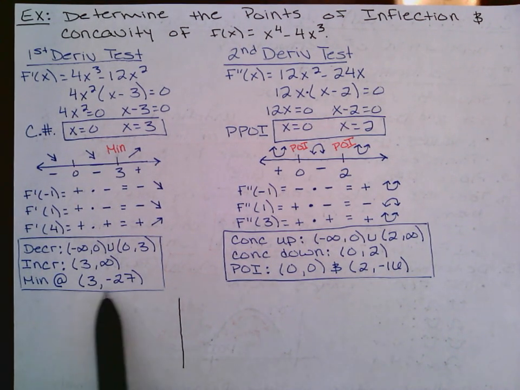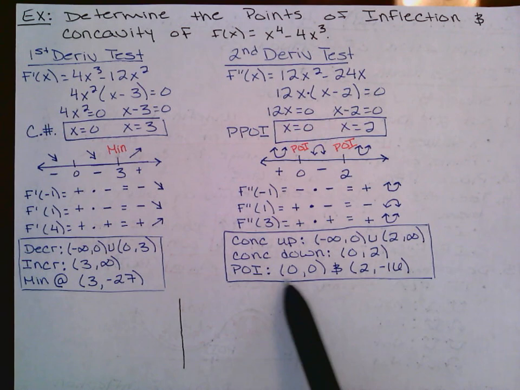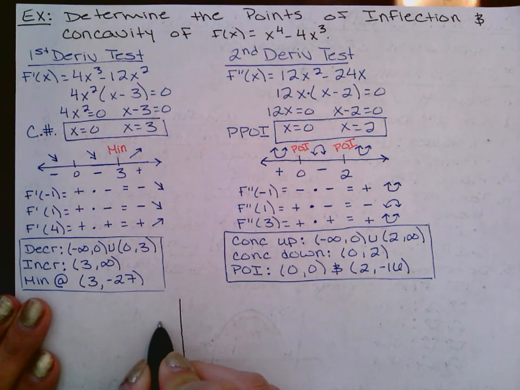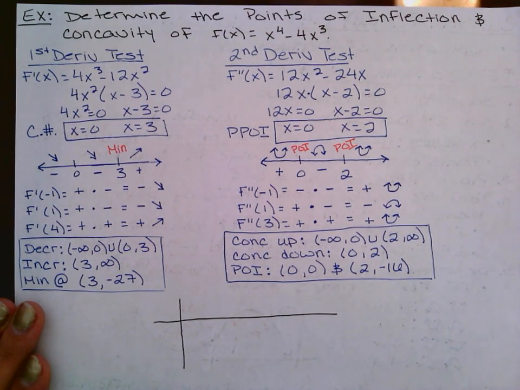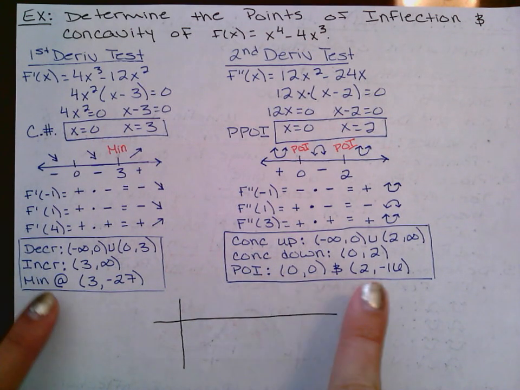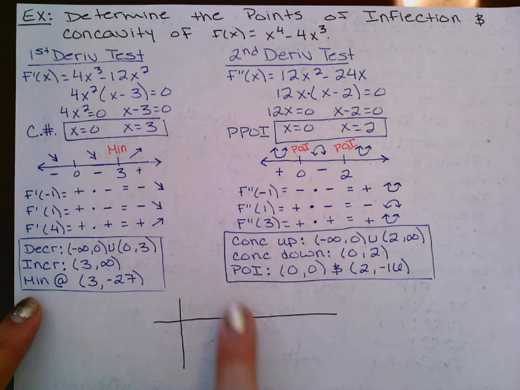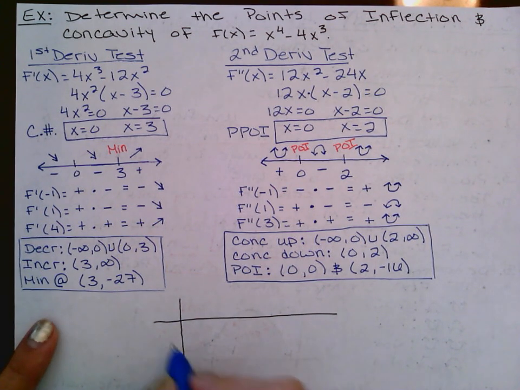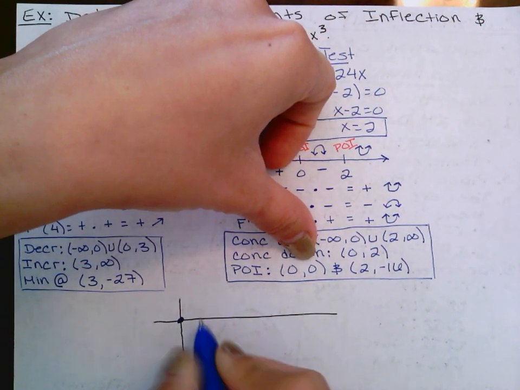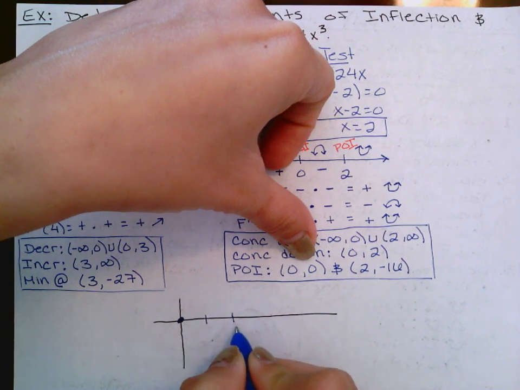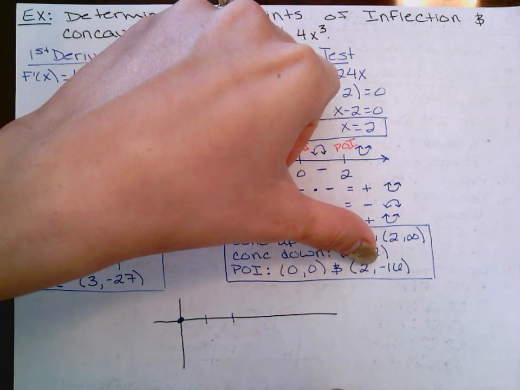Okay, I do have a min down here at negative 27. My points of inflection happen at 0 and negative 16, okay? So this is just a sketch, nothing too crazy, okay? So what I'm going to do is I'm just going to start marking not the intervals of concavity, but the max mins and points of inflection. So I have 0, 0 is a POI. And then I have 1, 2, negative 16 is a POI. So let's say negative 16. Again, this is a rough sketch.